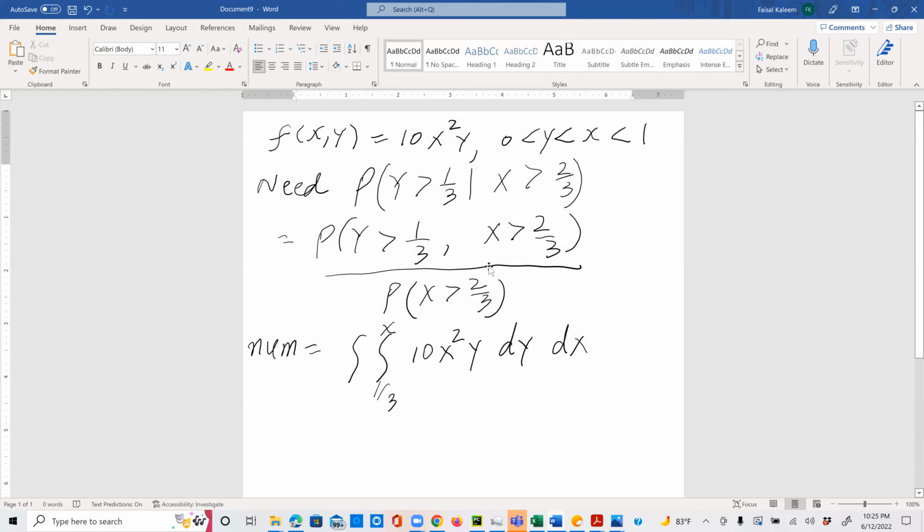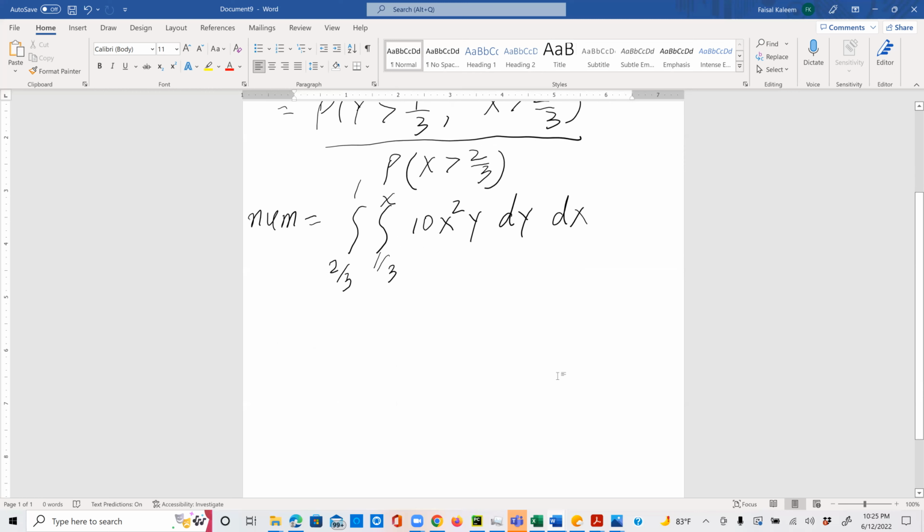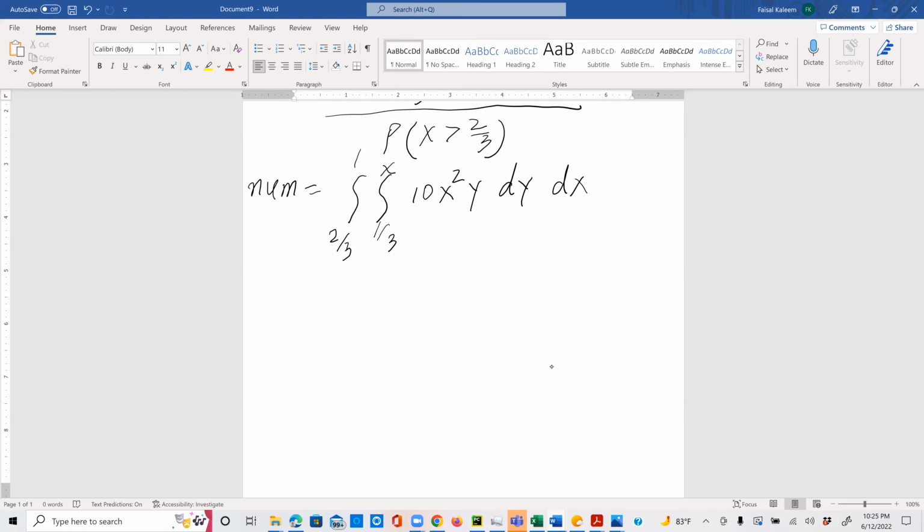And x is greater than 2/3. So x starts at 2/3, and then the maximum that x can be is 1. So x goes from 2/3 to 1. So this would be the numerator.